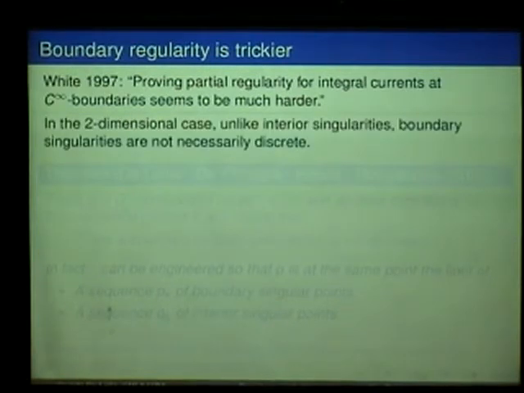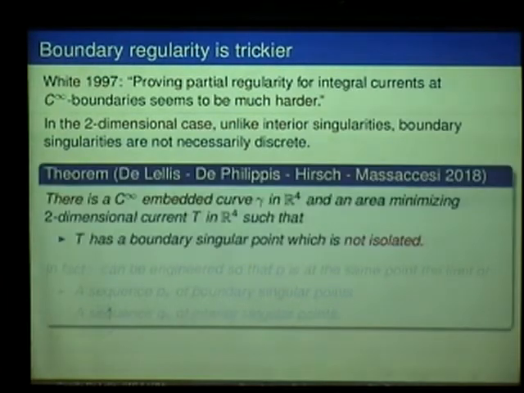But in fact, here I'm quoting White, which has a very good reason. He gives examples for saying that proving partial regularity for integral currents at C infinity boundaries seems to be much harder. But in fact, we can give an even more specific reason why this is harder. So we have an interesting example in the 2-dimensional case. As I told you, Chang's theorem is telling you interior singularities for 2-dimensional minimizers are isolated. Now we have an example which says that this is false at the boundary.